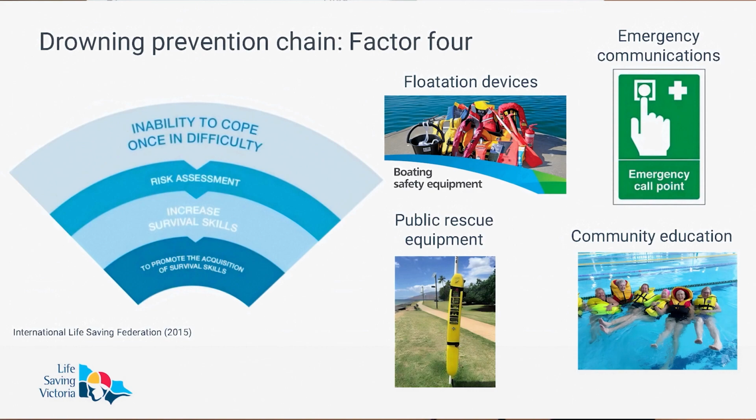And of course our last, factor 4, is around being able to cope. So what happens if something goes wrong? Knowing your skills and ability to be able to support what that might look like. And that could be the use of flotation devices. It could be public rescue equipment, community aids, it could be 000. How do you actually, if something does go wrong, how are you going to manage it?